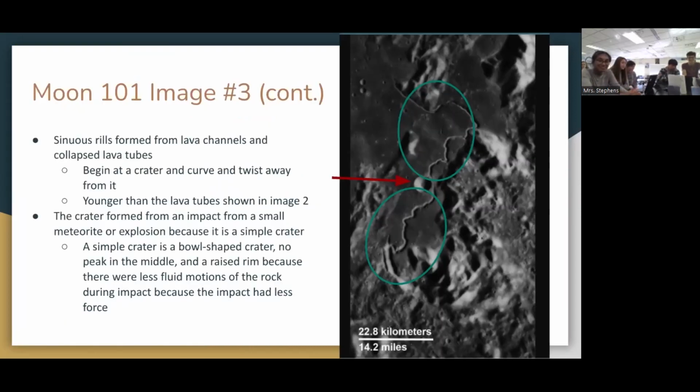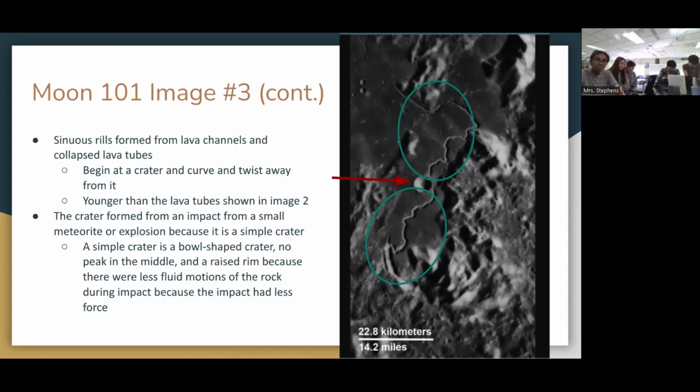Okay. Also, this is image 3 continued. So the sinuous rills form from the lava channels and collapsed lava tubes, as seen in the earlier image. And they begin at the crater and curve and twist away from it. And they are younger than the lava tubes shown in image 2 because they formed after it from the lava tubes. And the crater formed from an impact from a small meteorite or explosion because it is a simple crater.